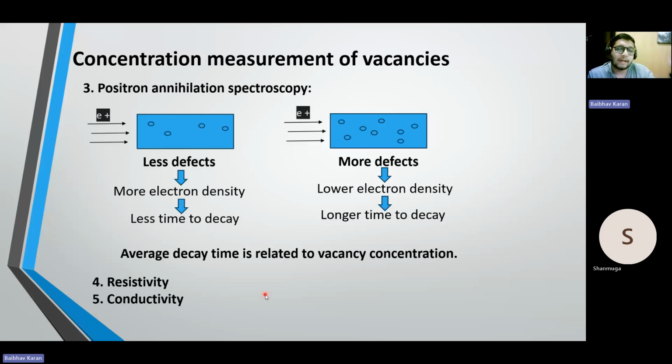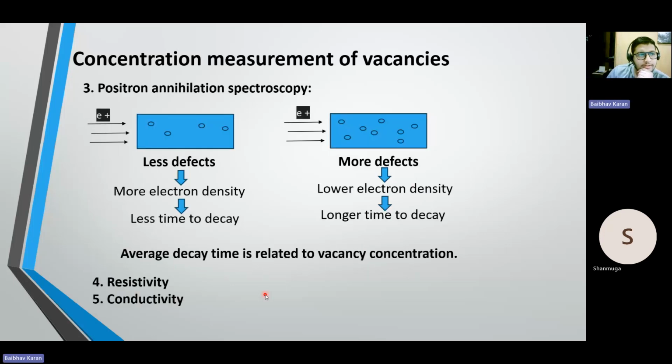These can also be used to determine the concentration of vacancies. As I said earlier, the vacancies created at the atomic level in the 2D and 3D sample can affect the bulk properties. That means resistivity and conductivity are material properties. So if vacancies are present in this material, these properties will be affected, and we utilize these affected properties to calculate the number of vacancies in the material. This is the theory of concentration measurement of vacancies.